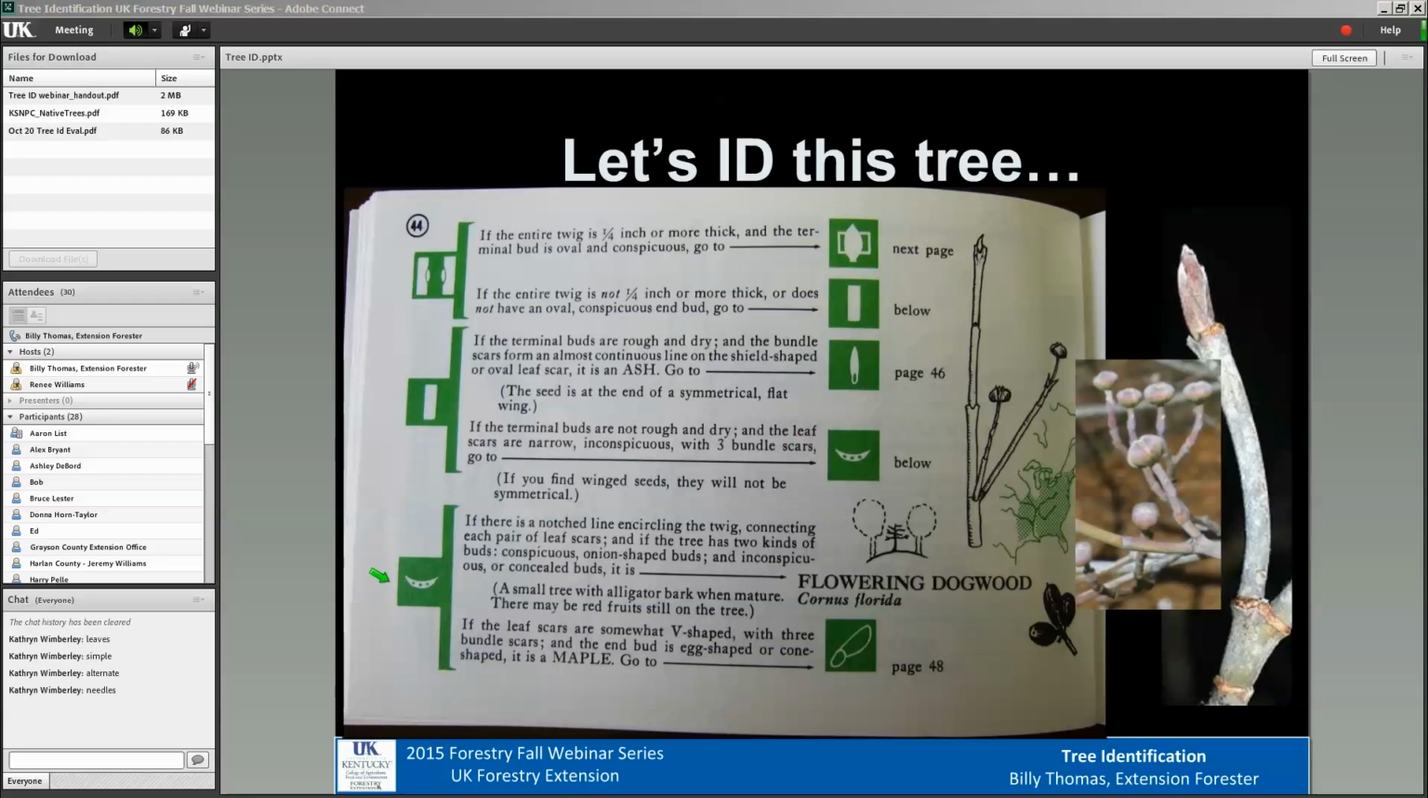So I'll read the bottom one since I know it's not that. If the leaf scars are somewhat V-shaped and those are not, then we know we're dealing with the maple, but what we've got up here is actually the flowering dogwood. If there is a notched line encircling the twig connecting each pair of leaf scars, and if the tree has 2 kinds of buds, so these are its flower buds and these are the vegetative buds on it. So again, it can be a little more challenging when you're dealing with twigs, but it is possible to identify the species. So many of y'all probably recognize this as flowering dogwood, and that is what it is.